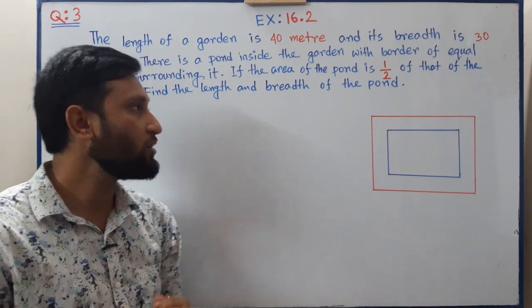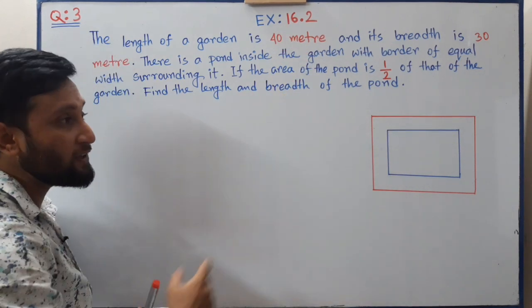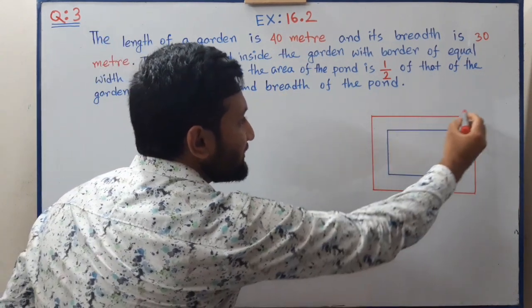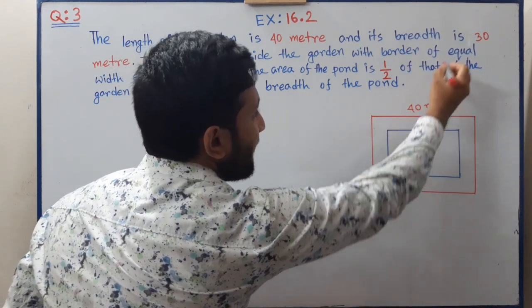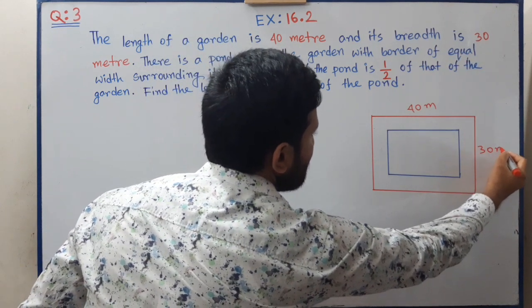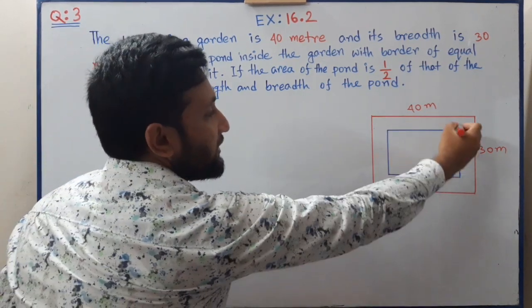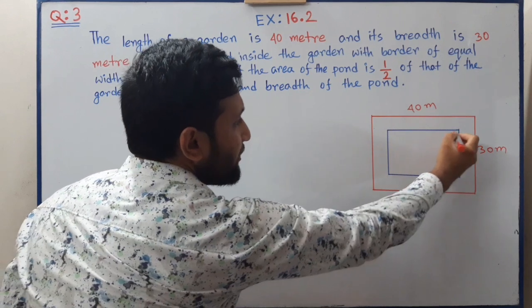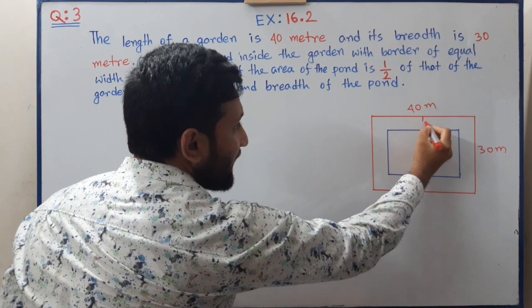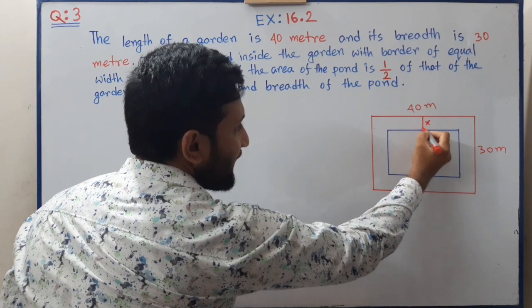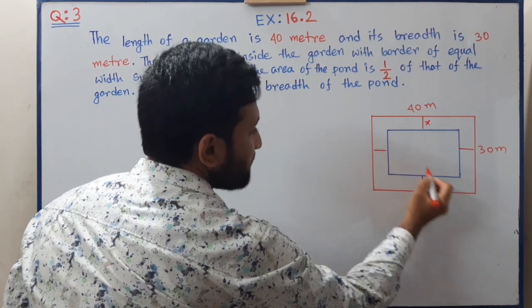Now follow the solution process. At first, according to this question, draw a figure like this. Suppose this is a garden whose length, according to the question, is 40 meters and breadth is 30 meters. Okay, a pond inside this garden with equal border. So this is the pond. Let the equal border width be x meters. So this is x, this is also x, and this border width is also x.